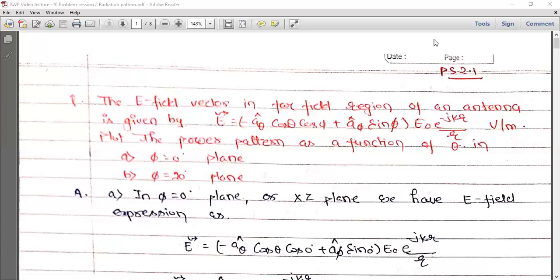And as you can see, the electric field intensity does not have any component along AR cap. So the electric field intensity now has two components only, one a theta cap and another a phi cap. In our last session, we had proved that the spherical coordinate system is an orthogonal coordinate system. That means AR cap, a theta cap, and a phi cap are all mutually perpendicular to each other. So the electric field intensity has two components, a theta cap and a phi cap, and both of these components are perpendicular to the direction of propagation AR cap. Okay, keep this in mind.